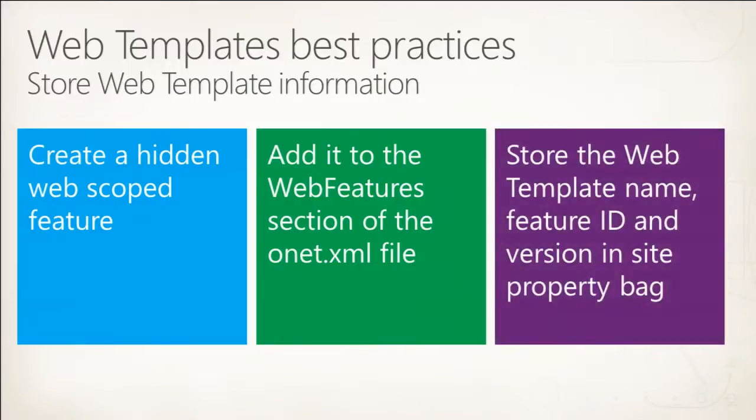You can store the web template name, the feature ID that the web template was deployed in, and a version of your web template in, for instance, the site property bag. You can also choose another location to store it. You can create an XML file in a document library. It doesn't matter as long as you make sure that that information will be contained within the site so that you can identify it should you need to at a later point.